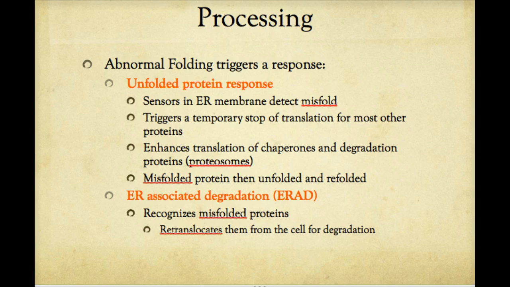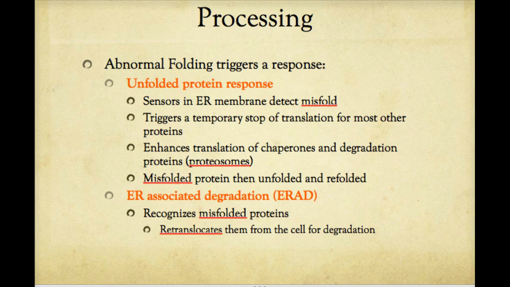When a protein starts to fold abnormally, it triggers a response. The first of those is the unfolded protein response. There are particular sensors in the ER membrane that can detect a misfold, and we won't go into those specifically, but what happens when a misfold is detected is we're going to get another one of those temporary translation stop messages. So at that point, whatever part of the protein still needs to be translated and brought into the ER, that's going to be put on hold. Translation is going to be put on hold temporarily.